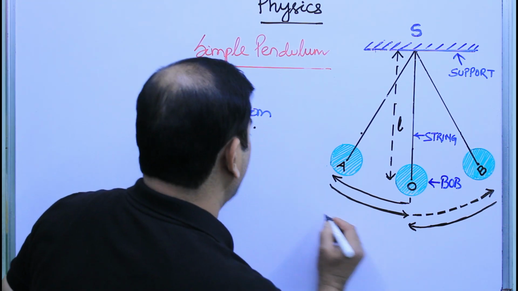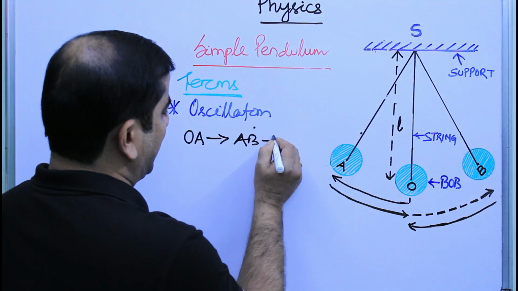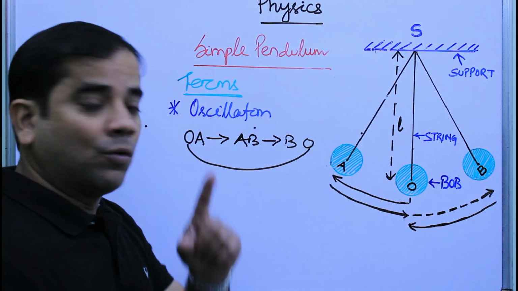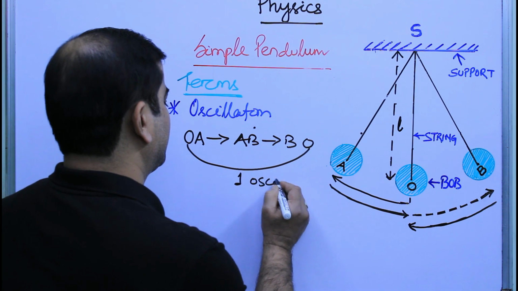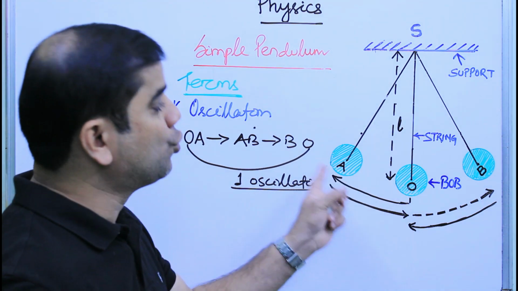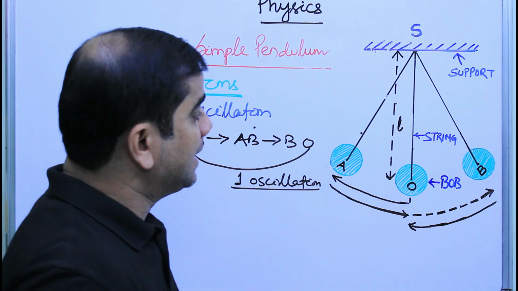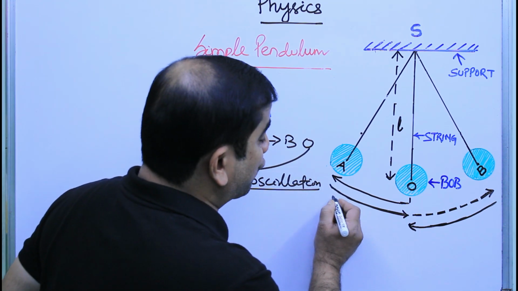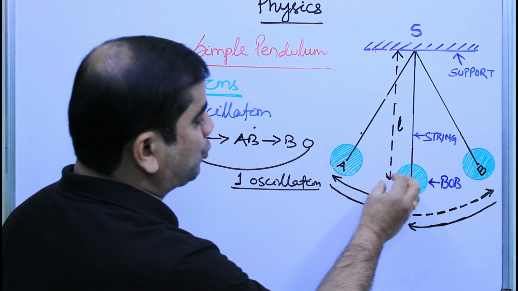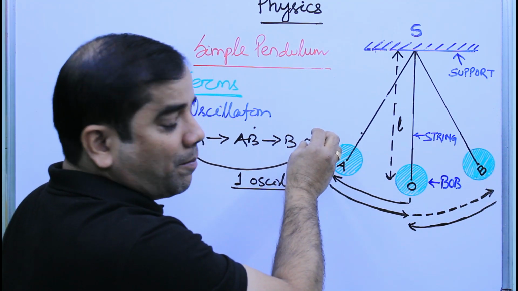That means O to A, then A to B, then back B to O. So from O to O, one oscillation. From mean to mean, one oscillation. In the same way, one oscillation can be the motion of the bob from A to B, then back to A. That means if we bring the bob to either of the extreme positions, let it be A or B, and then leave it from that position.